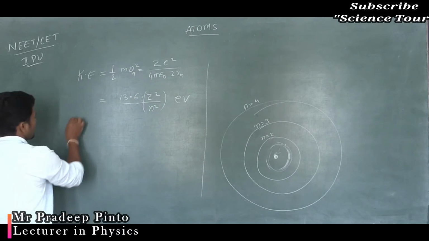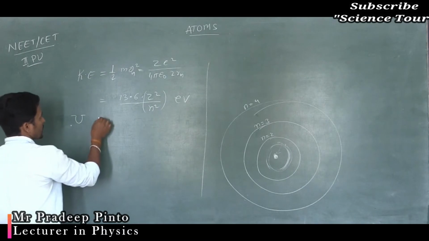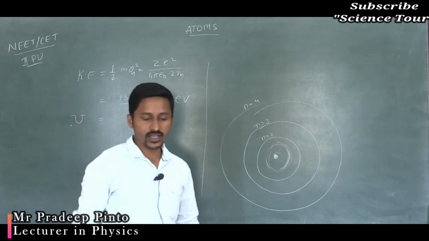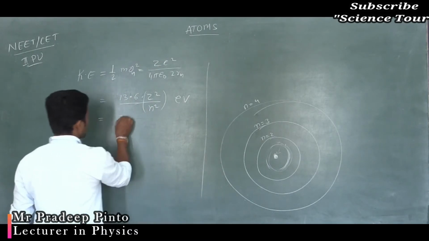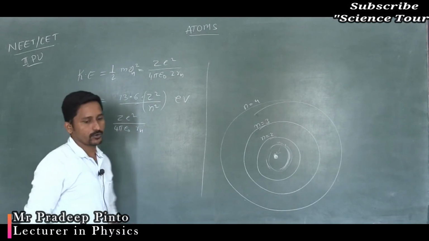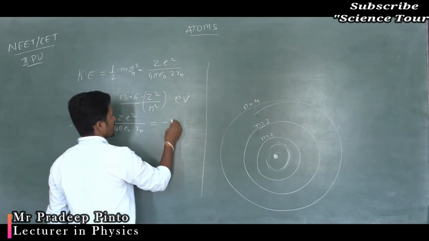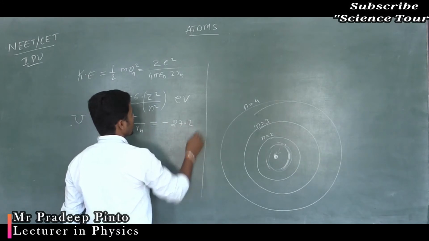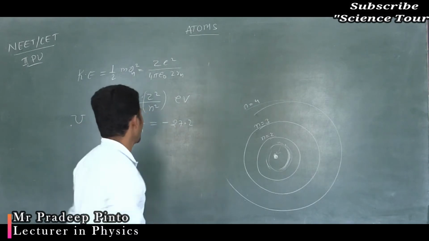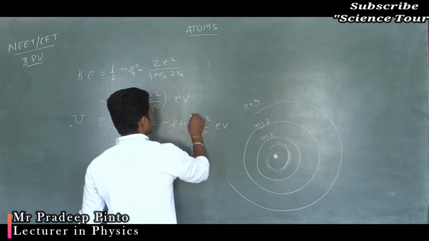Now what is potential energy? Potential energy we denote with U, and that is actually twice that of the kinetic energy, and negative, which is equal to minus Ze square divided by 1 by 4 pi epsilon naught Rn. So twice the kinetic energy means you get minus 27.2 Z square by n square, also in terms of eV.